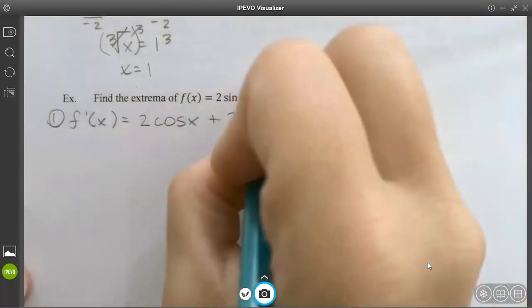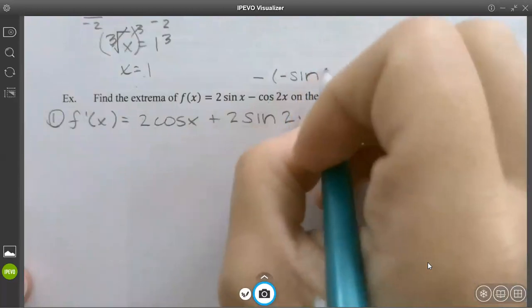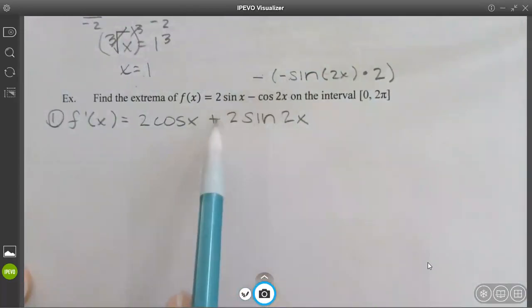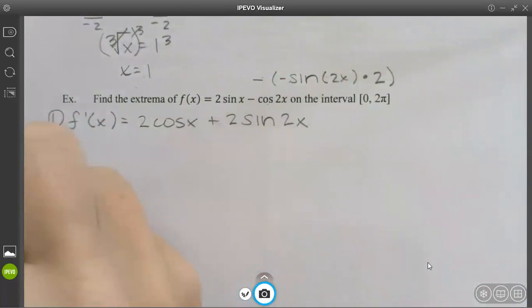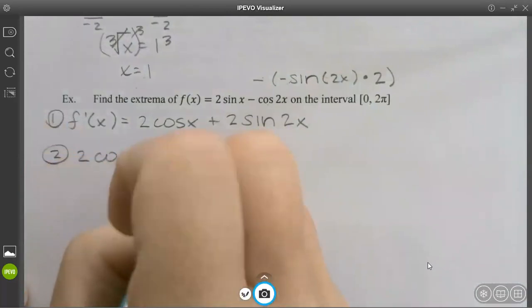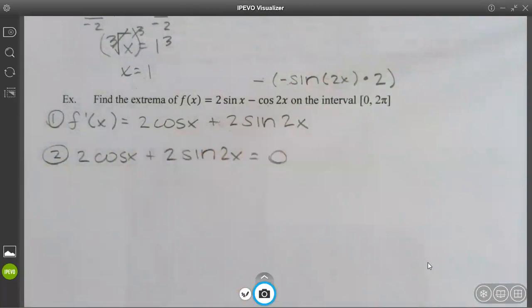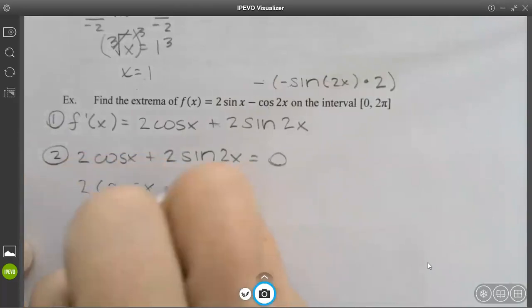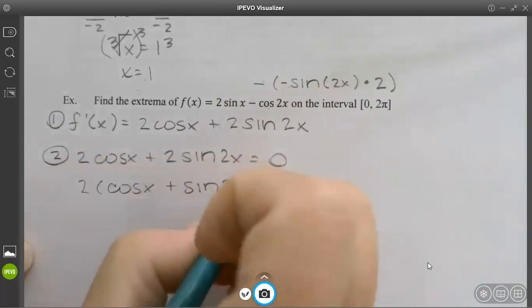Again, if you don't get that, we would have a negative sine 2x times 2. So the negative times the negative makes a positive, and I just move the 2 to the front. Everybody okay with that? All right. Critical values. Set them equal to 0. Now this one you're going to struggle with a little bit. First of all, I can factor. What can I take out? Cosine x plus sine 2x.